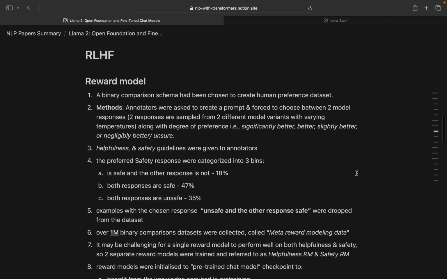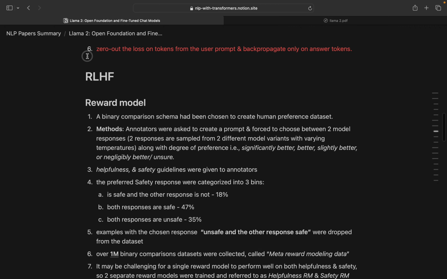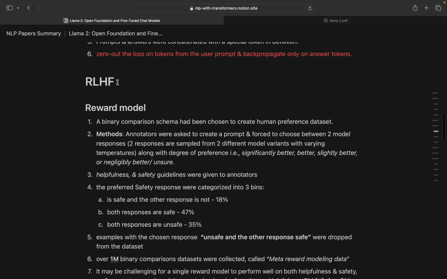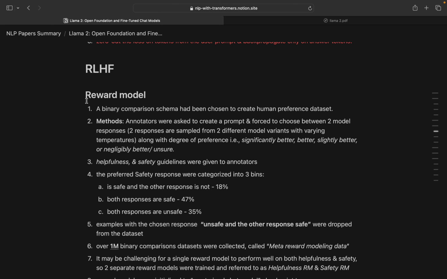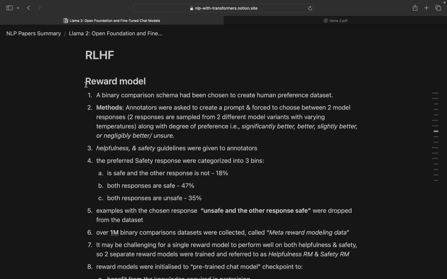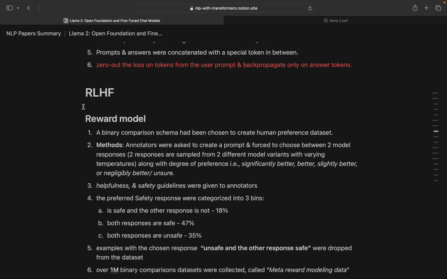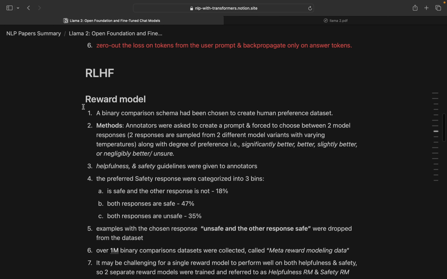Now let's move ahead. This is what they have done on the RLHF part. RLHF also has multiple components. We'll discuss those, but in short, let's discuss the reward model. As I was saying a couple of minutes back, Meta has majorly concentrated on 2 things. One is that the responses have to be helpful in nature and they have to be safe, right? So let's see how they have handled these 2 things.